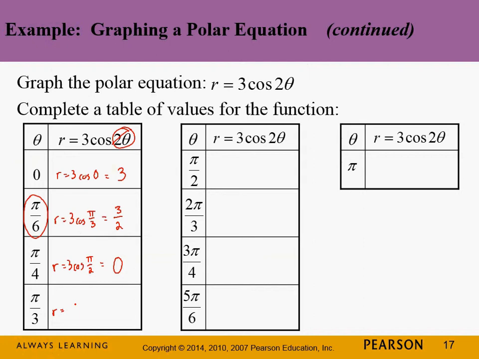If I put in pi over 3, 2 pi over 3 is 2 pi over 3. So what's cosine of 2 pi over 3? Negative 1 half. 3 times negative 1 half is negative 3 halves.